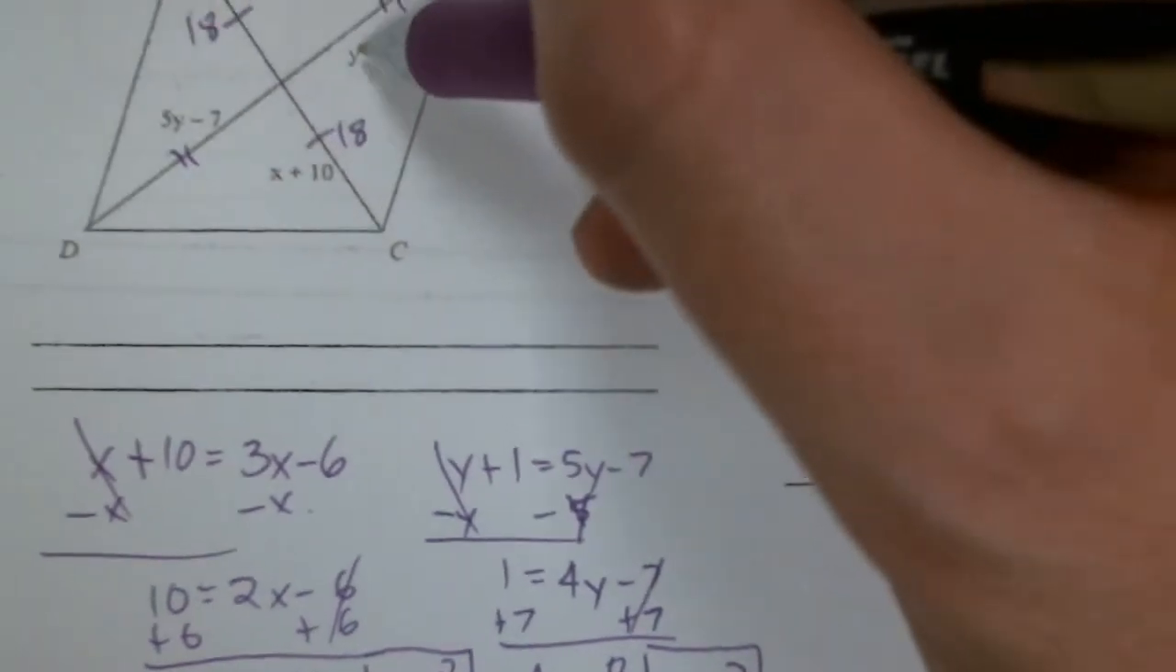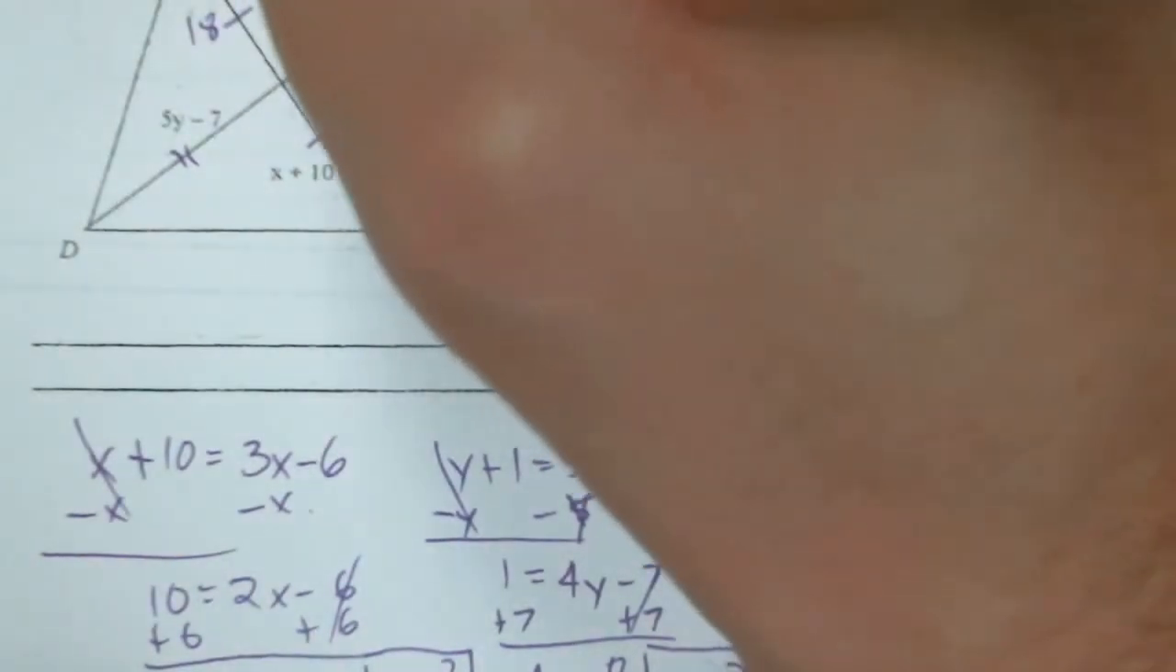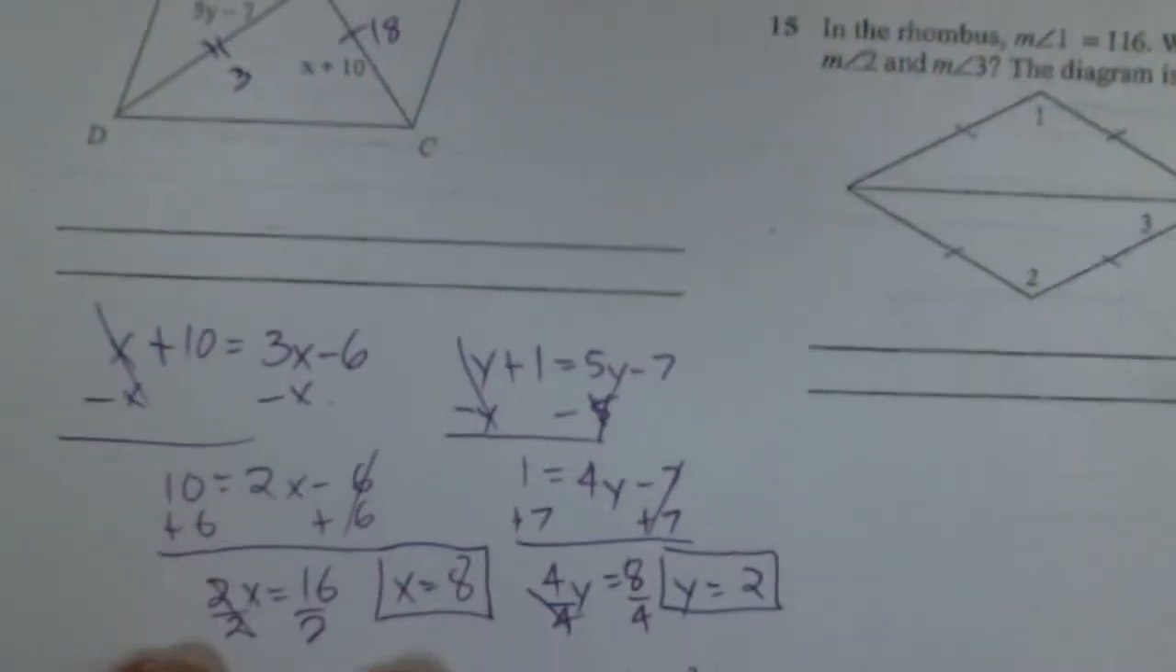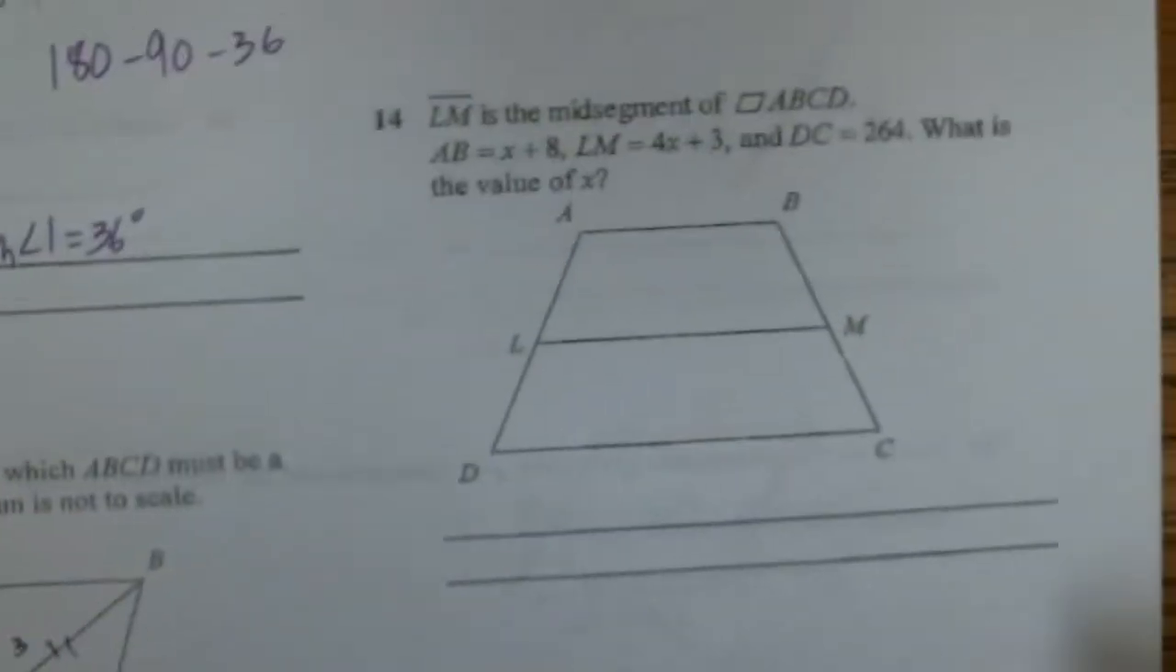All right, so if we check it back up here, 2 plus 1 is 3. That's going to be length 3. And 5 times 2 is 10. 10 minus 7 is also 3. Okay, so that checks out. Alrighty, let's go back up here.